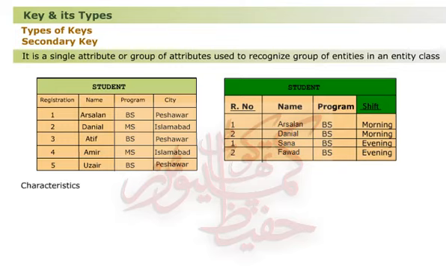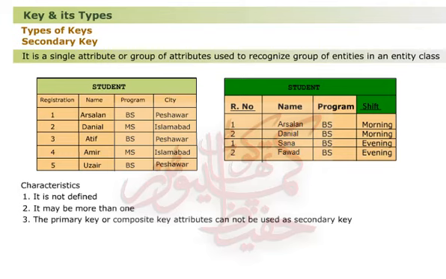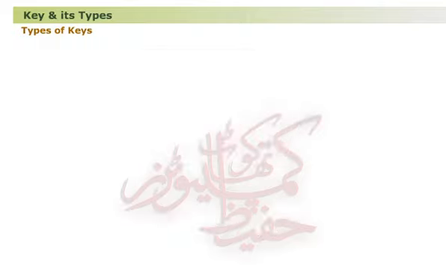The characteristics of secondary key are: number 1, it is not defined. Number 2, it may be more than one. Number 3, the primary key or composite key cannot be used as secondary key. And number 4, any part of the composite key can be used as secondary key.